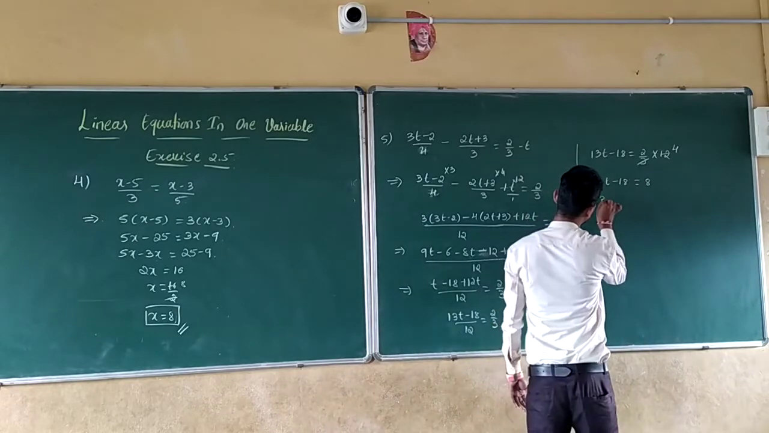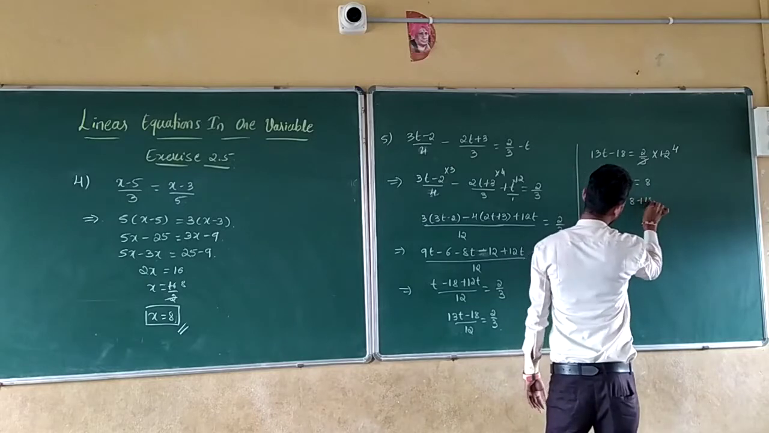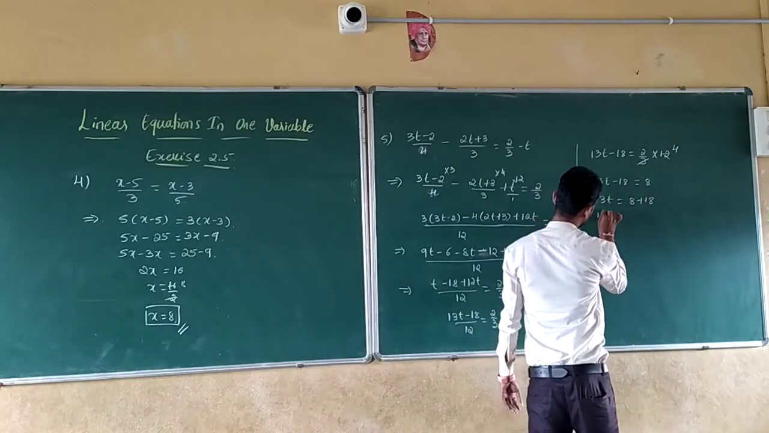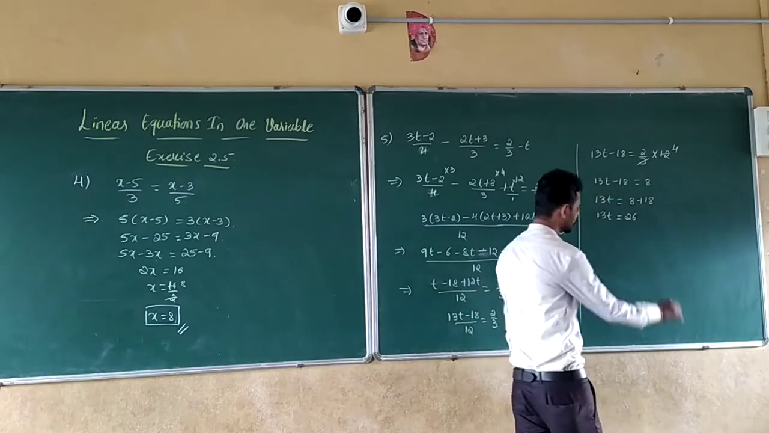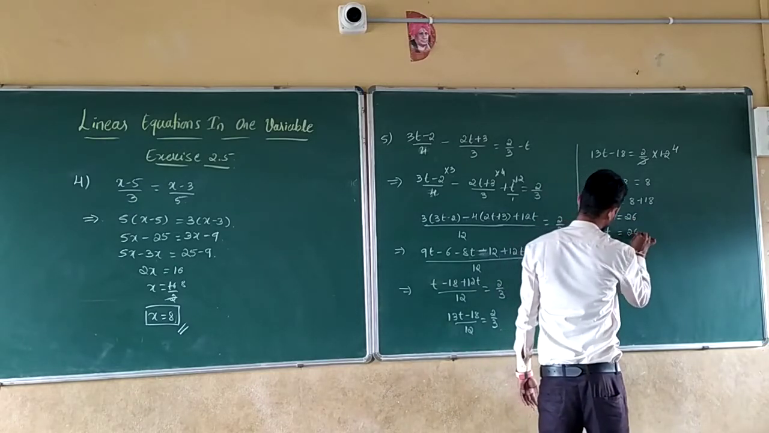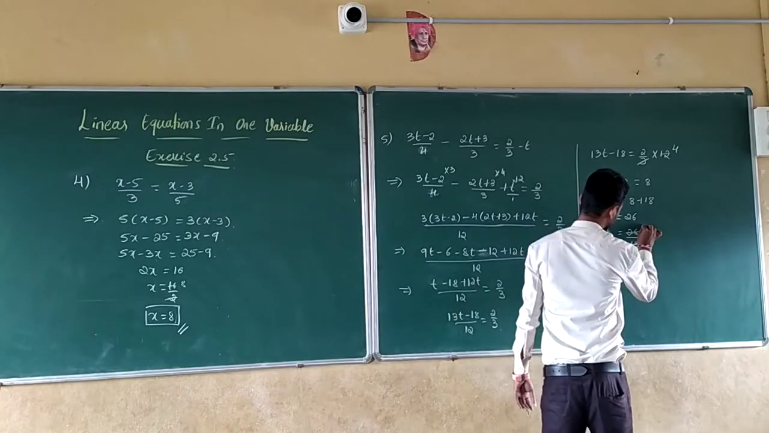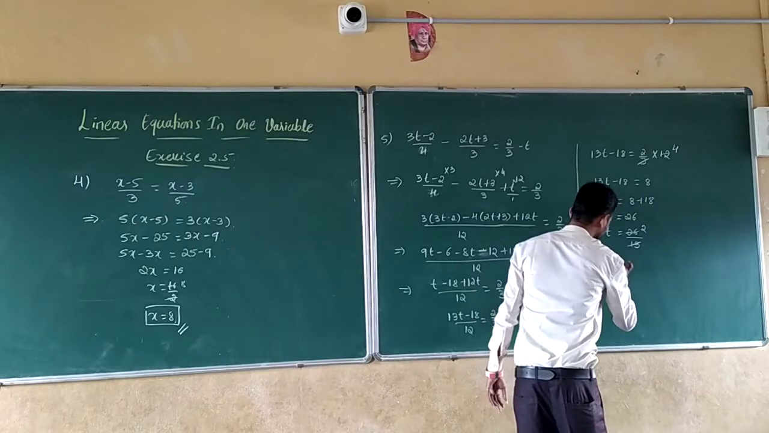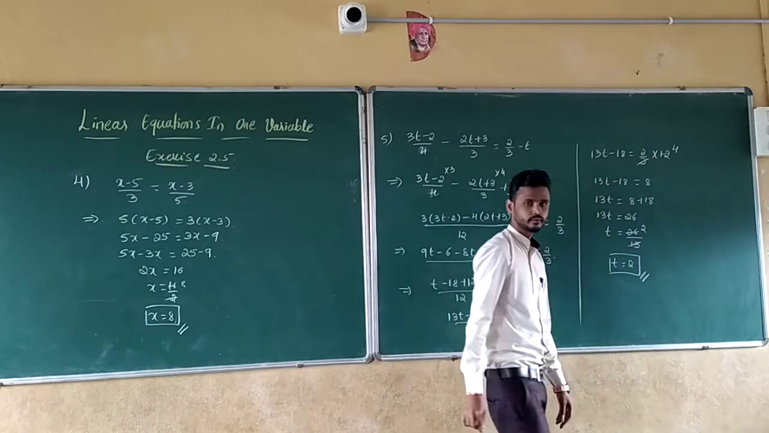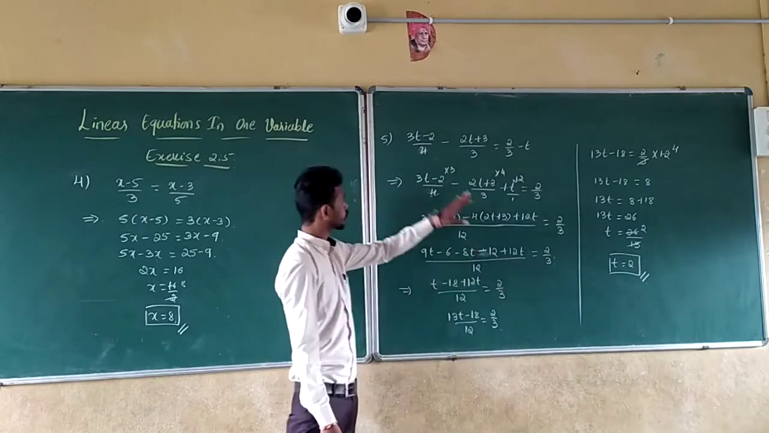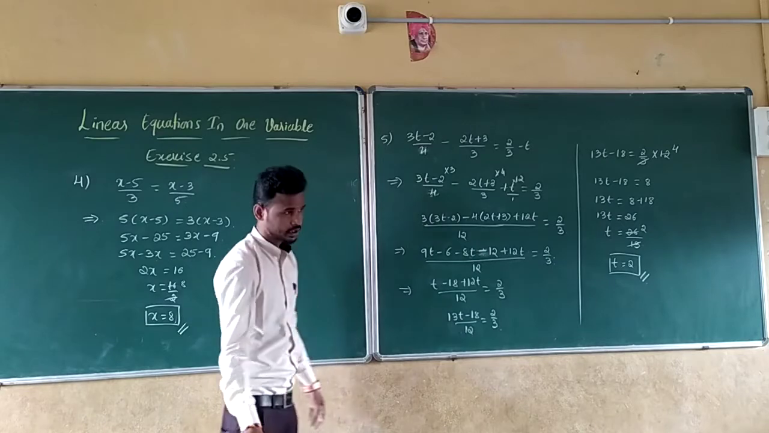So 13t, which is equals to 8 minus 18 will become plus 18. So 13t, which is equals to 8 plus 18, 26. So t is equals to 26 divided by 13. 13 ones are 13, 13 twos are 26. Therefore, t is equals to how much? 2. So this is about the fifth question. Let us see next question.